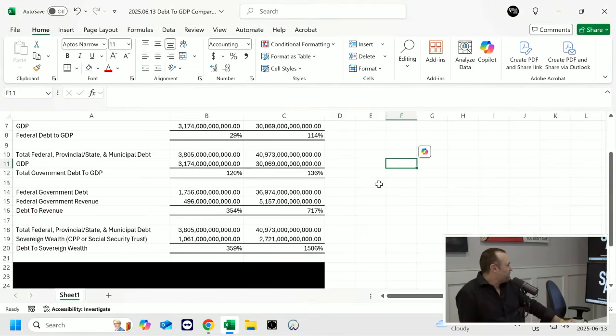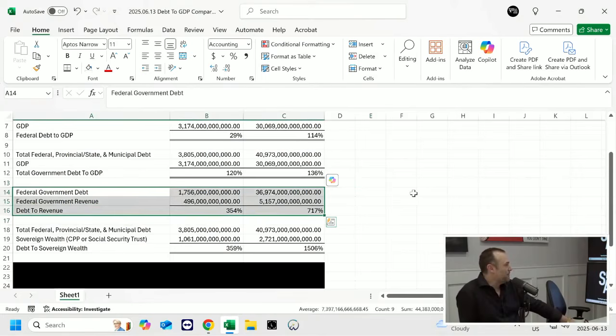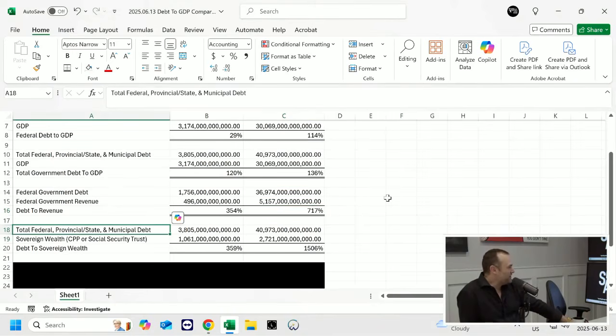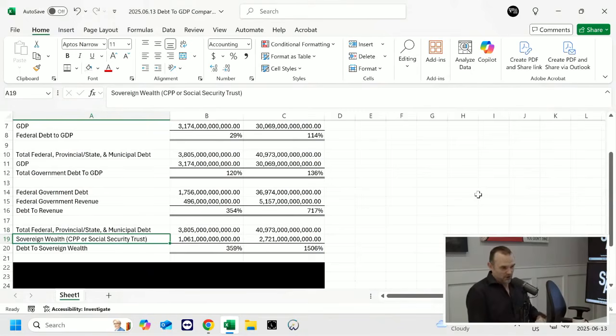Okay, now let's reel it back in, because this is a better way to look at it. Now I'm starting to think, how do I look at this as a fractional CFO? I'm concerned: my debt to my revenue is 354% versus 117%. That on its own is not necessarily insurmountable. But here's where it starts to get really ugly. You look at the total federal, provincial, state, and municipal debt, and then I want to compare it to our sovereign wealth. People don't know, but we do have a sovereign wealth fund. It's just called CPP.